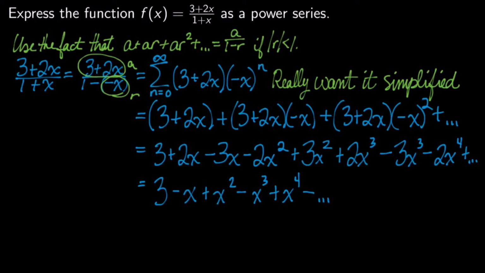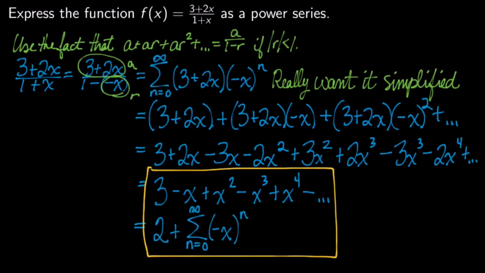I really want to write it with the sigma notation. So I'm going to be slick. I'm going to be sneaky. I'm going to write this 3 as a 2 plus 1. And that means I'm going to get 2 plus the sum from 0 to infinity of negative x to the n power. I have my I'm done box around both of these expressions.